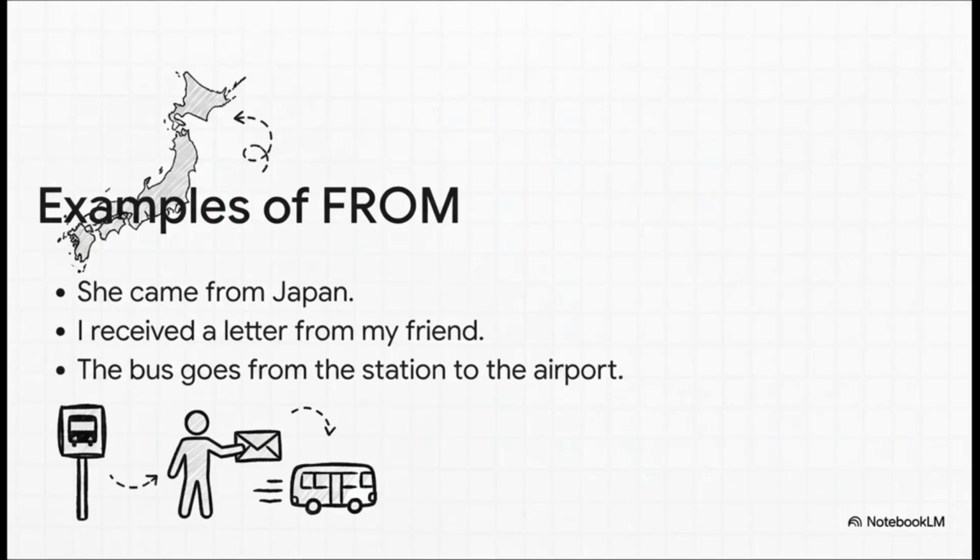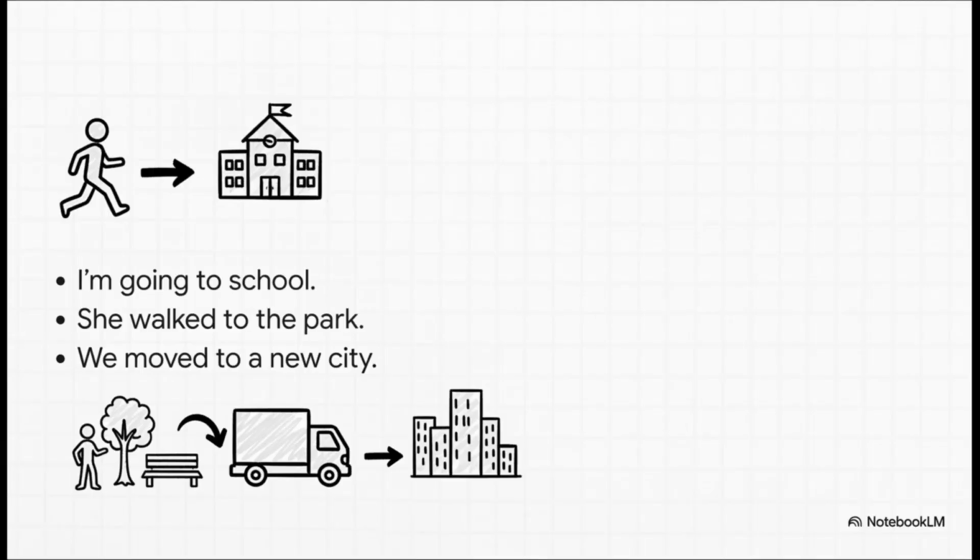She came from Japan tells us her journey's starting point was Japan. A letter from my friend means the friend is the source, the origin of that letter. And the bus goes from the station clearly marks the station as the start. See? Each one pinpoints the beginning. And on the flip side, to points us directly to the destination. School, the park, a new city. These are all the endpoints of the actions.